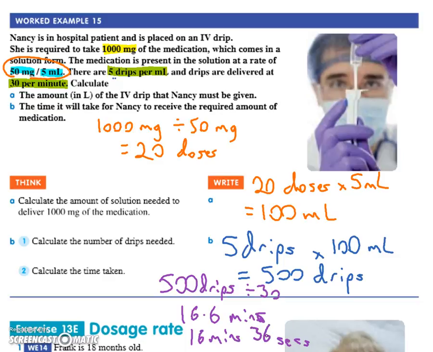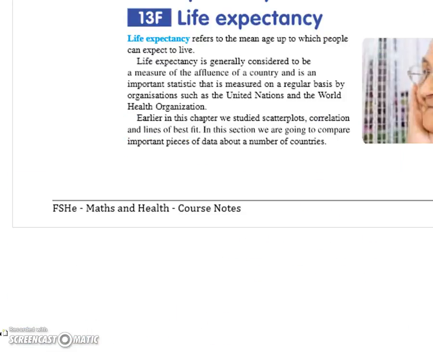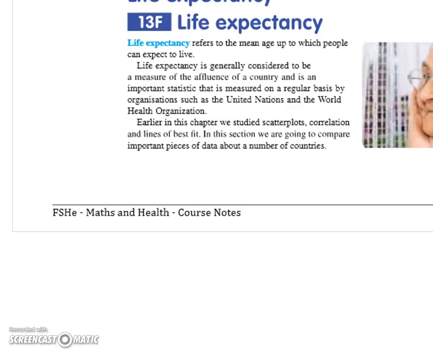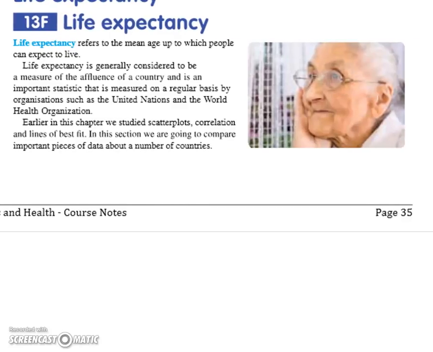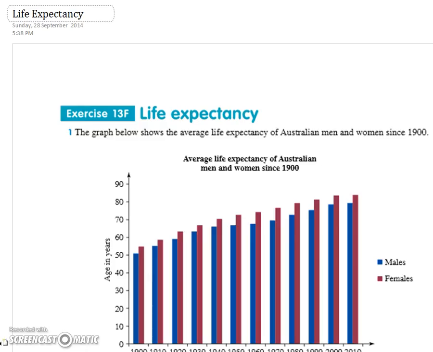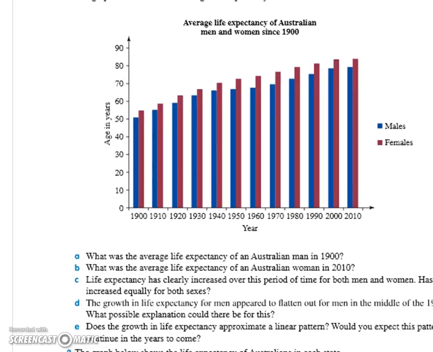Yeah? All right, before you leave, life expectancy. Just very quickly, before you disappear on me. What you're doing is you're reading off graphs. You have done this many, many times. There's not even a worked example in here because there is nothing new. You are going to be looking at these and you're going to have a look at, work out what the average is in 1900 and all that sort of thing. You know how to read graphs.